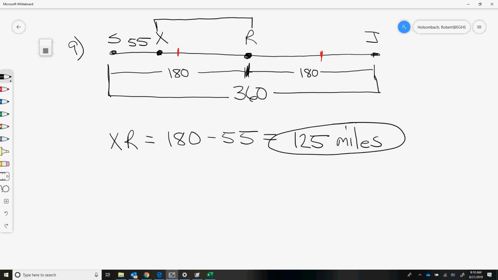Does anybody have any questions on any of the problems that we've gone over today? Yes? We cut the 360 in half because it was half of R, right? We cut the 360 in half because in the question it says they will stop for lunch in Roseburg, which is at the midpoint of the trip. So when you were told that R, or Roseburg, is the midpoint, it means it's in the middle. So half of the 360 is 180. Good? Any other questions?